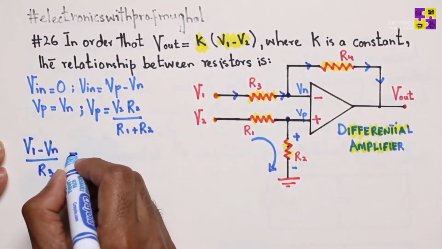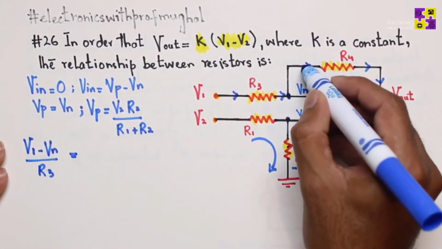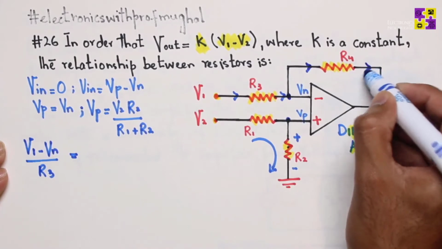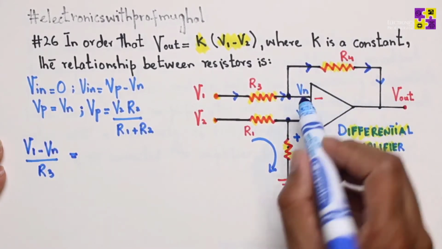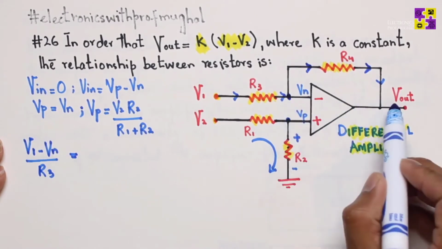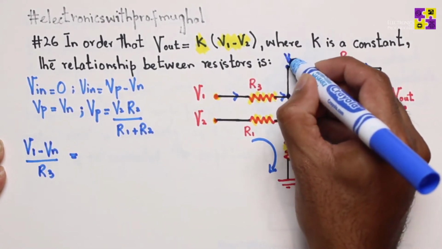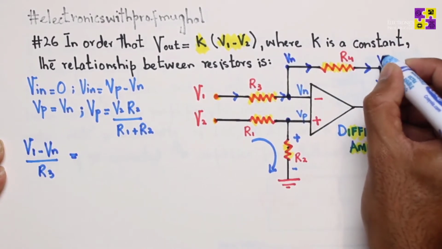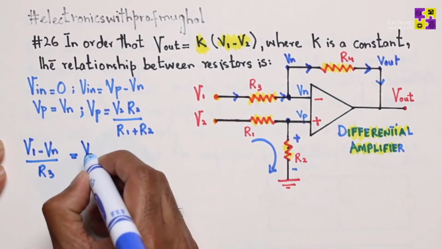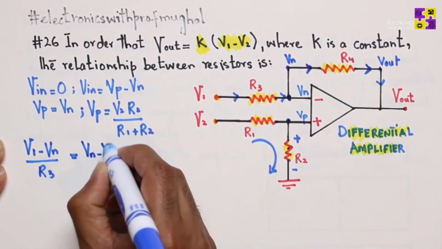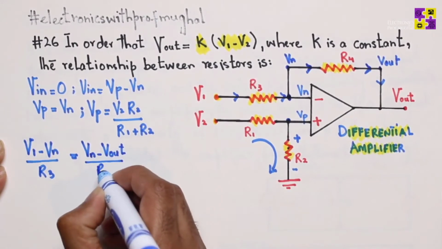And KCL states current entering the node equals current leaving the node. So what is the current leaving across this R4? It's the potential difference of Vn minus Vout. So here you have Vn, and here you have Vout. So Vn minus Vout over R4.